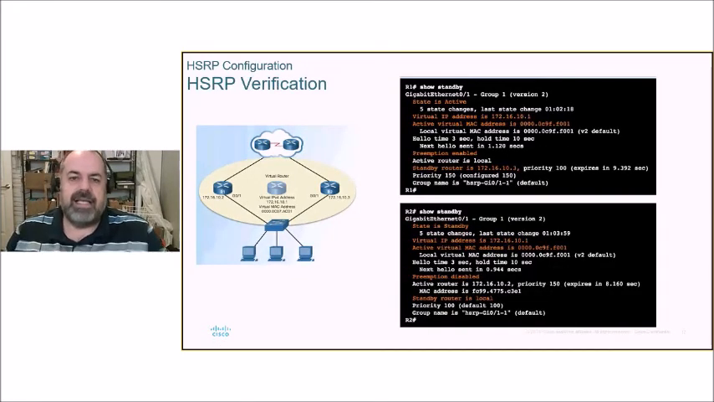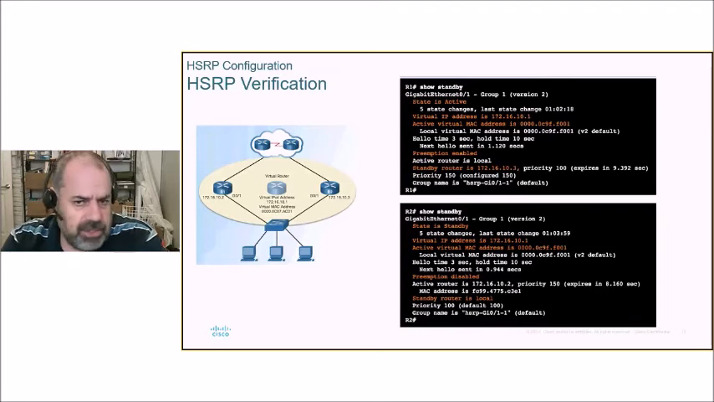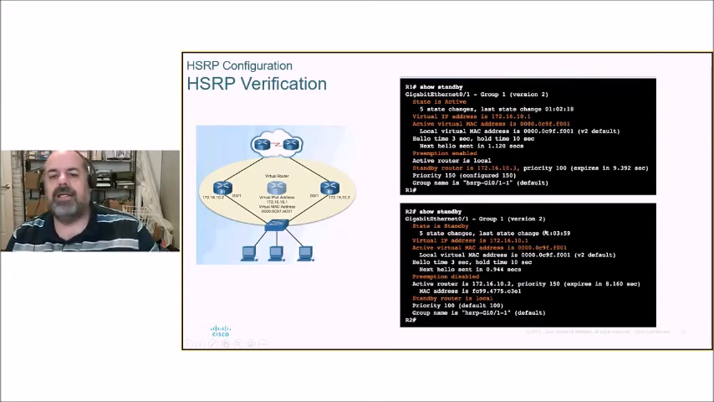Okay, so how do you verify it? As this earlier slide said, show standby. It tells you the state is active for router 1 and state is standby for router 2. It tells you how many state changes there have been, what the virtual IP address and preemption are, and so on. And it knows who the standby router is. And of course, the standby router here is local.